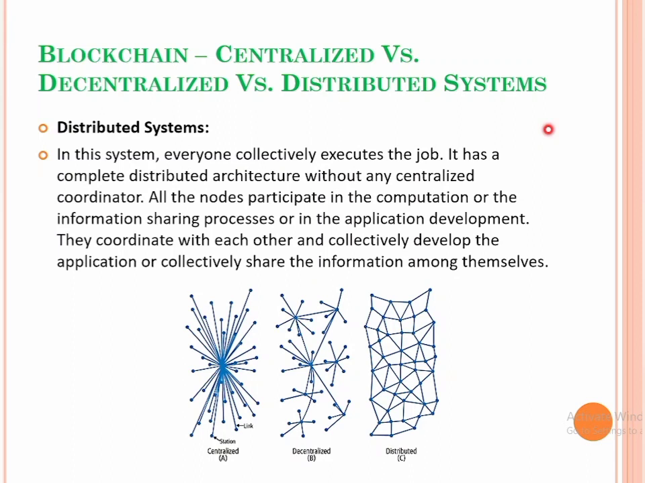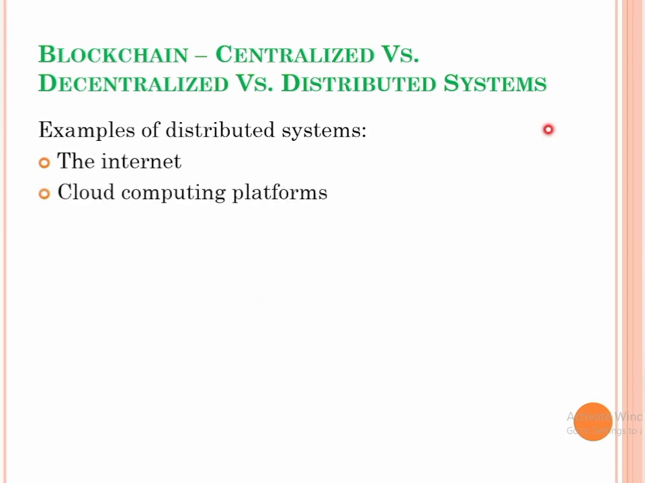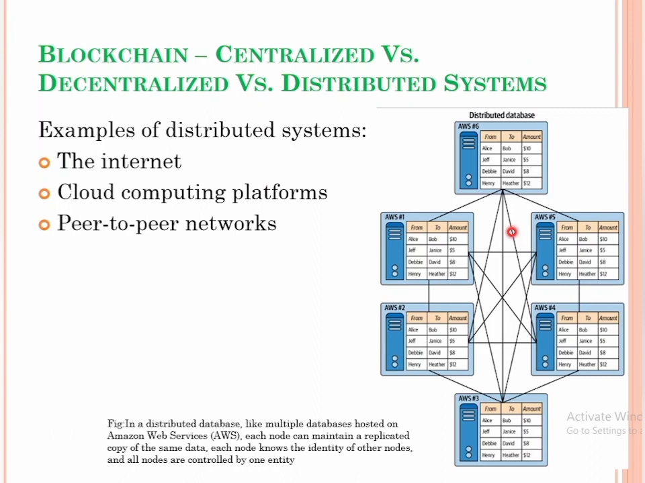And distributed systems are very complex, so managing and coordinating a distributed system will be very complex. Examples of distributed systems are the internet, cloud computing platforms, and peer-to-peer networks. So this is the diagram of how the distributed database works. We are considering Amazon Web Services here.